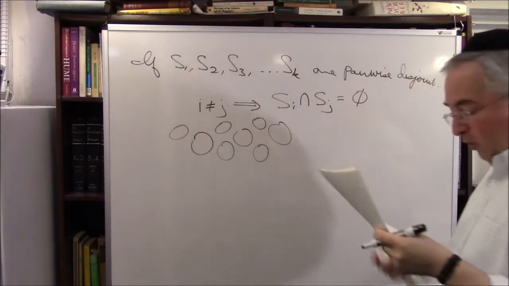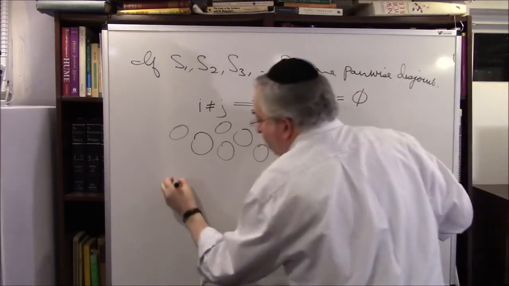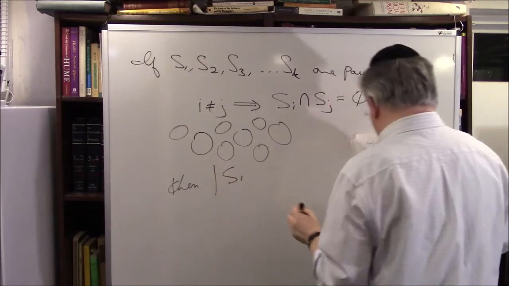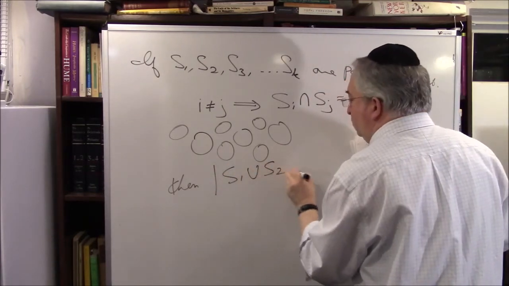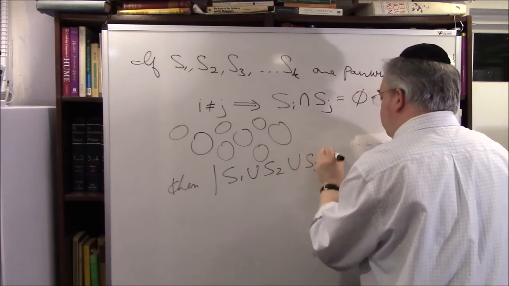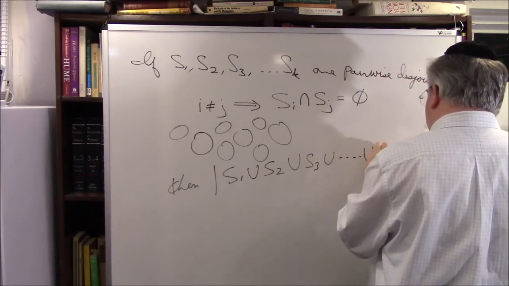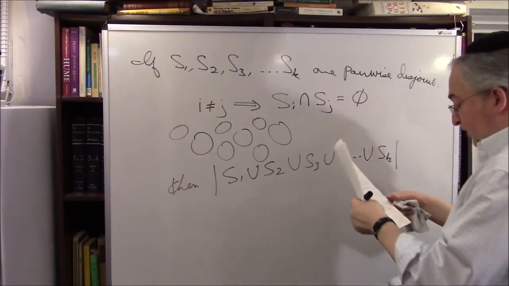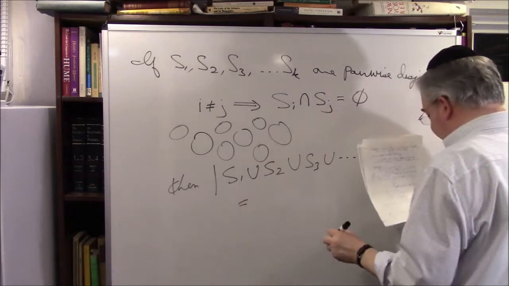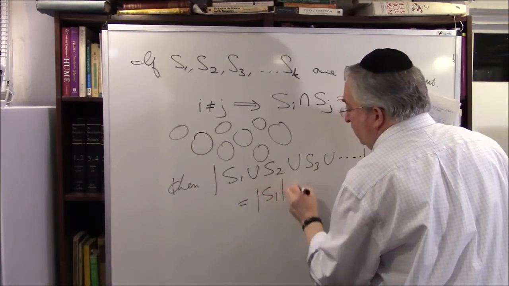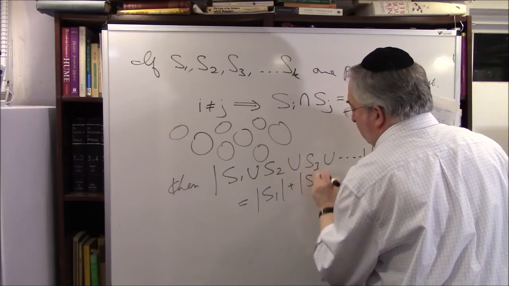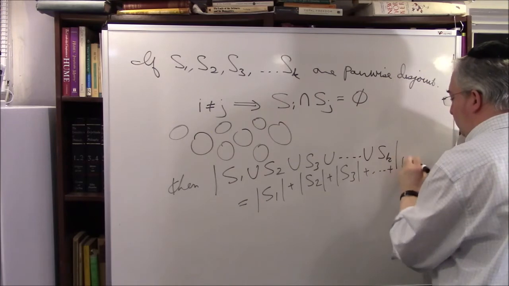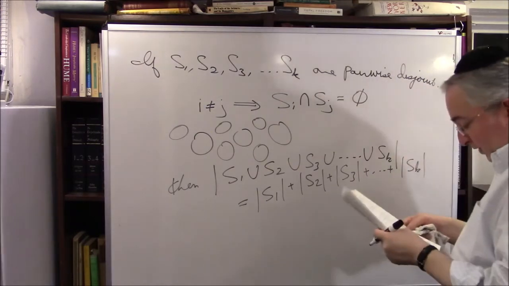Okay, no overlap at all. Then S1 union S2 union S3 union ... union SK. How many elements are in all of them? World's simplest example. This is equal to S1 plus S2 plus S3 plus ... plus SK. Just add up each individually.